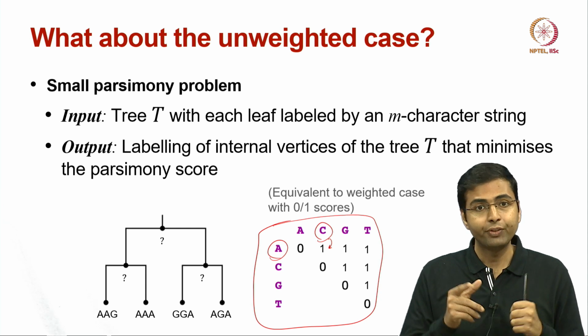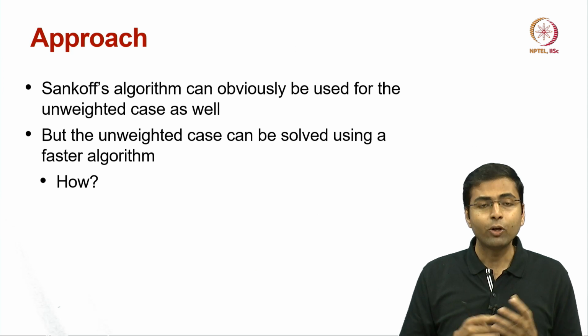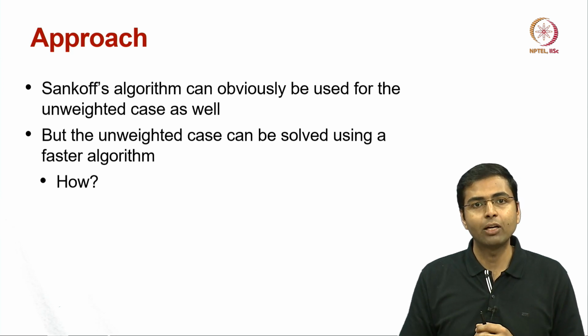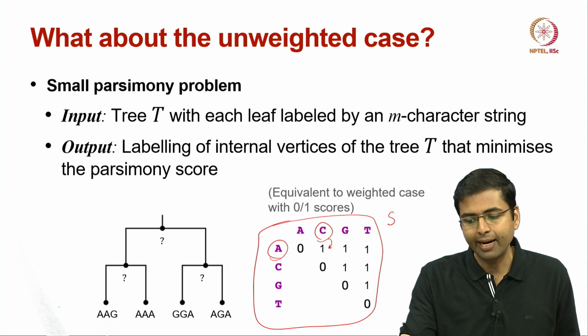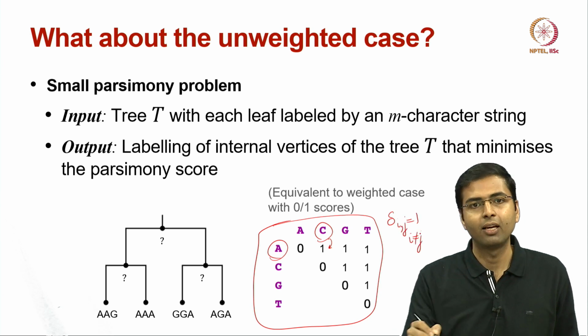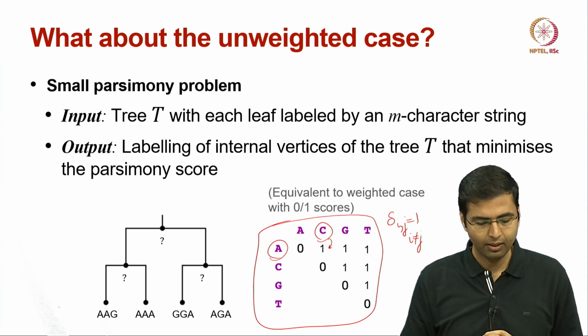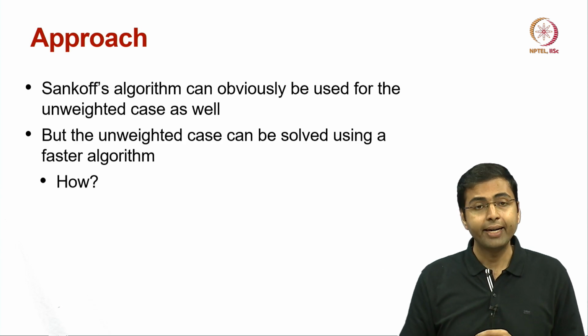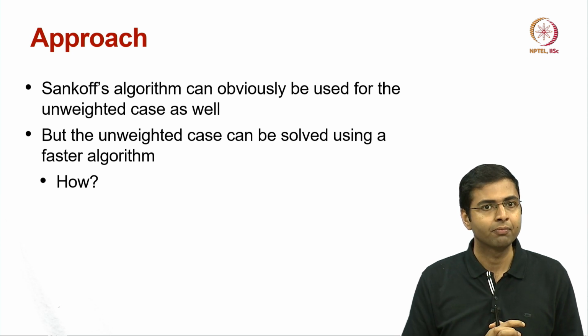Now how do we solve this problem? Well, one obvious solution is that we can apply Sankoff's algorithm again, because if it works for the weighted scenario, it will also work for the unweighted scenario as well. All we have to do is assume that delta ij is equal to 1 if i is not equal to j, and we can repeat the same algorithm. But it turns out that the unweighted case can be solved using a faster algorithm. How?